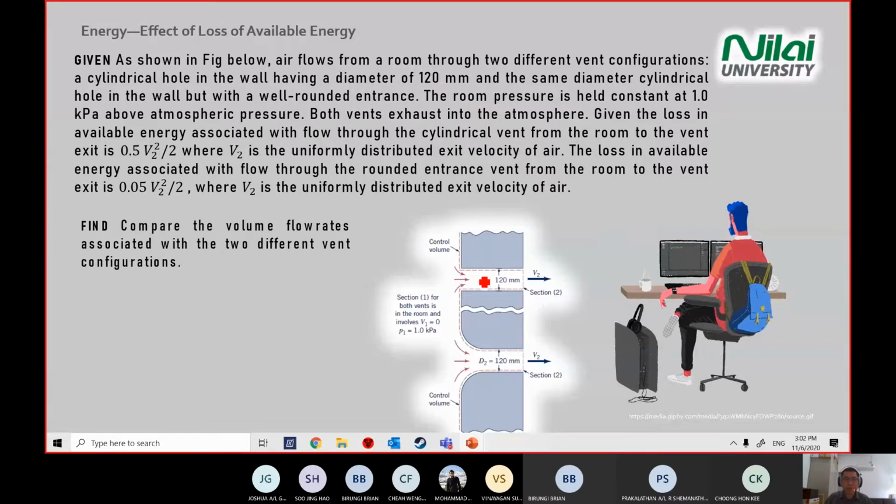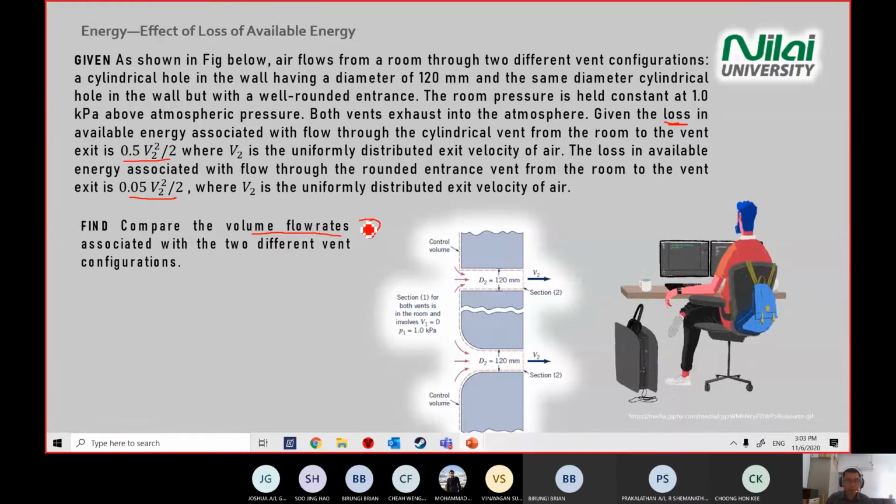For the first one we have 120 mm, and the second one also 120 mm. The only difference is the entrance from the left hand side. Room pressure is held constant at 1 kilopascal above atmospheric pressure. Both vents exit into the atmosphere. The loss of available energy associated with the flow through the cylindrical vent to the room exit is given by 0.5 V squared divided by 2, and the other by 0.005 V2 squared divided by 2. Both are uniformly distributed. The equation in the statement represents the loss in the transfer.